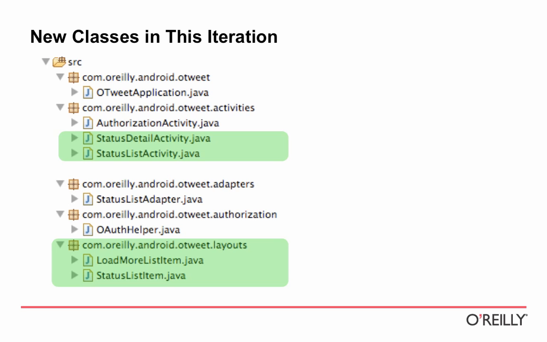There will be a few new classes that are created in the code for this iteration. We're going to have a status detail activity in the last step where we show any particular status or tweet, one screen to show one tweet, and then we're going to be changing the status list activity, and we'll add a few more layouts as Java files and also as XML files.